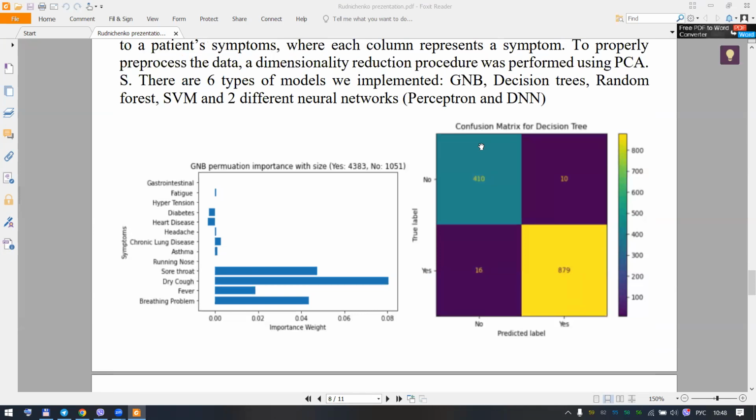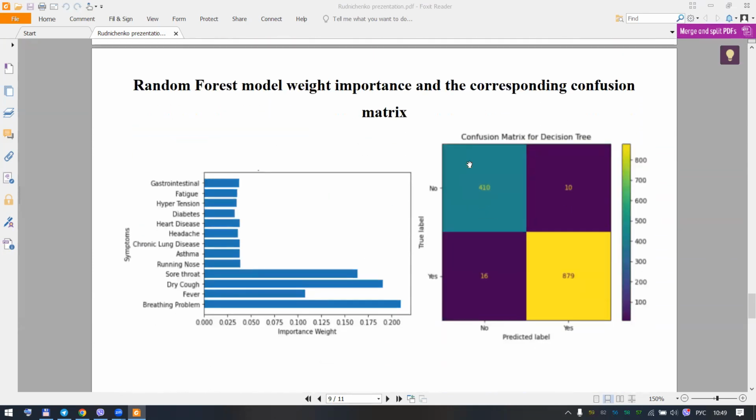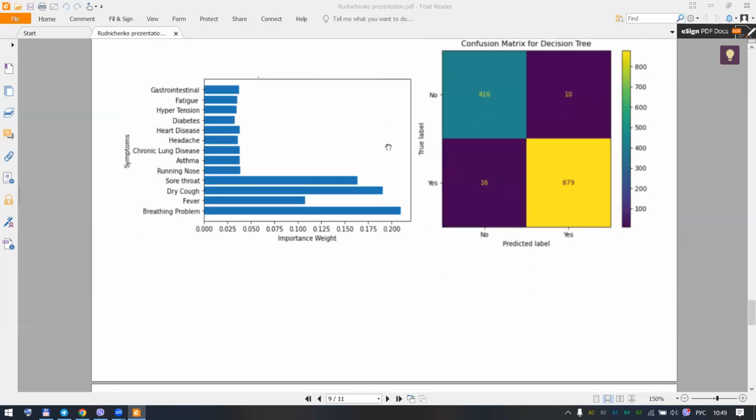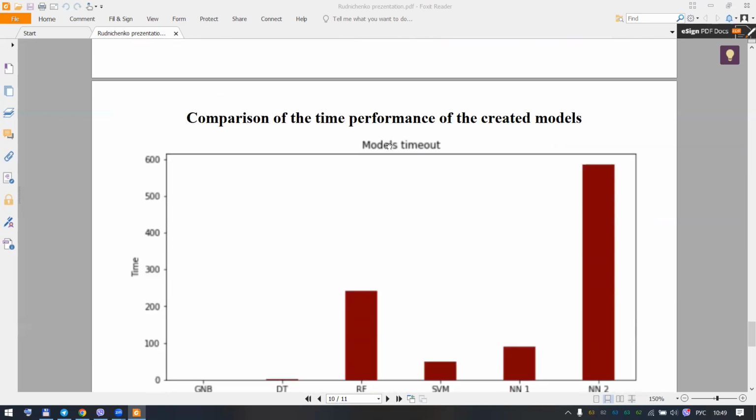On this slide, we can see the results of the research, important weights with naive Bayes and the confusion matrix for decision tree. On this slide, we can see the results for the random forest model, weight importance, and also the results of the confusion matrix for random forest. We can see the results are better than naive Bayes.